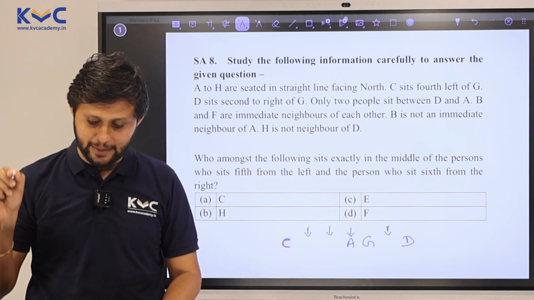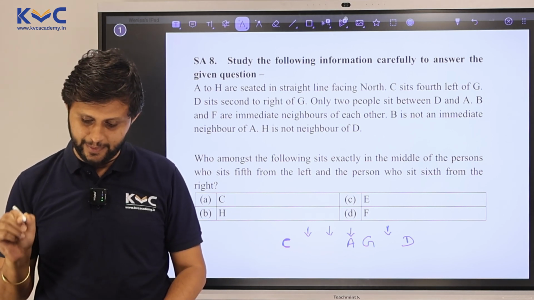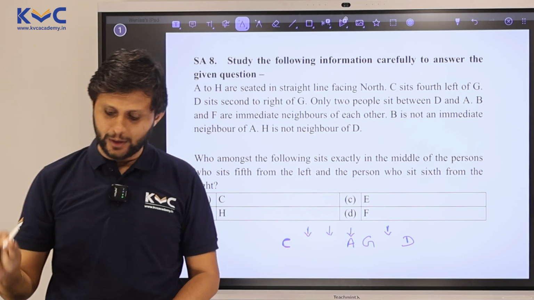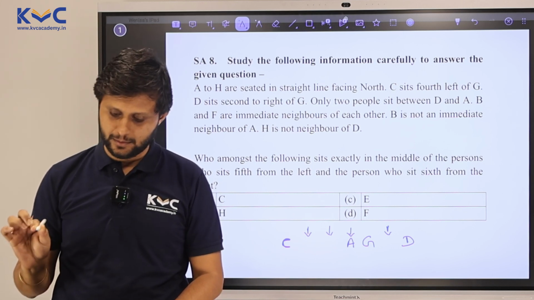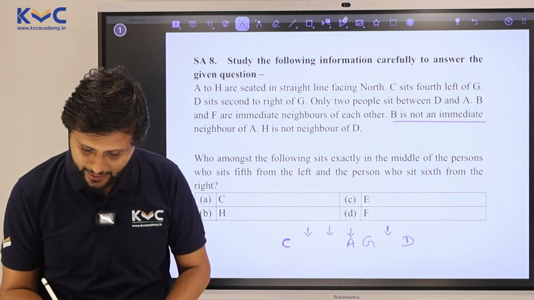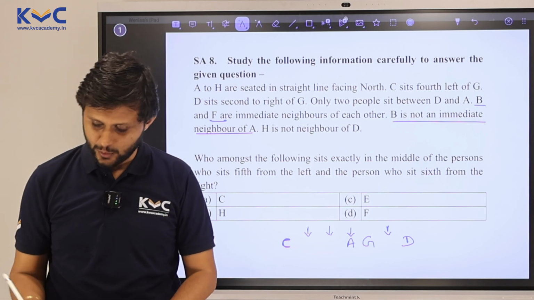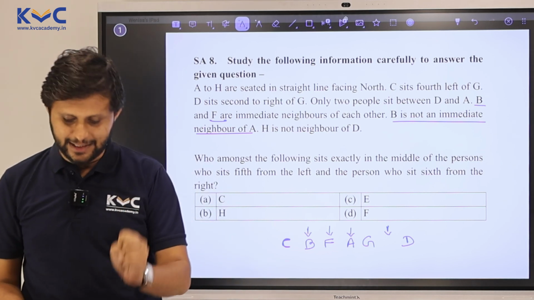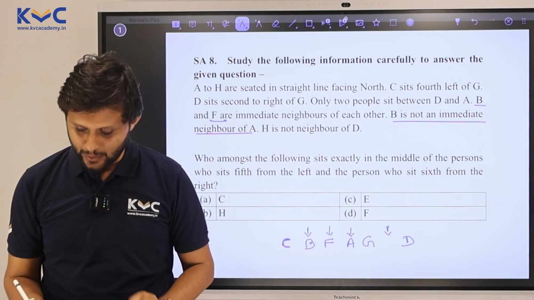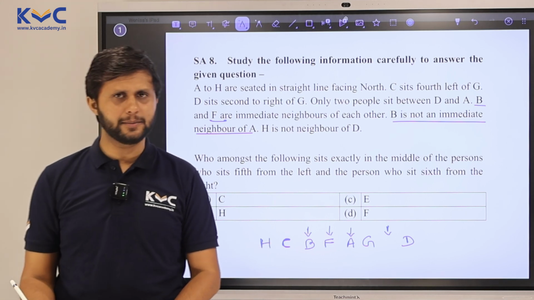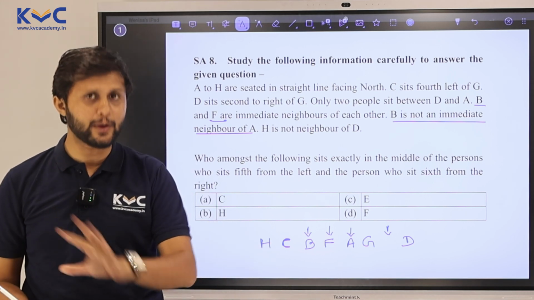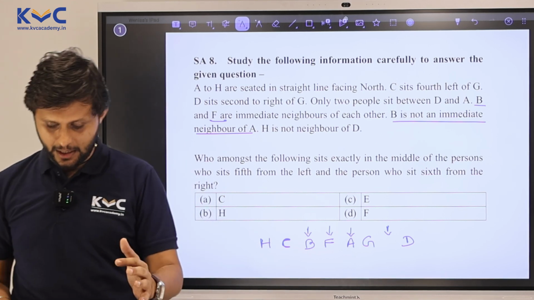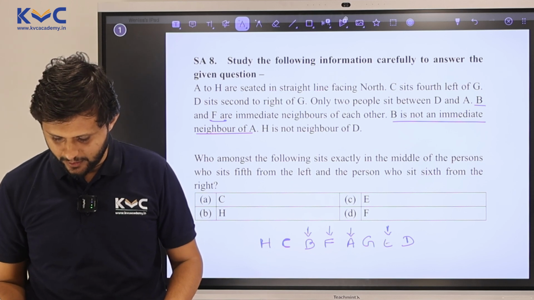B and F are immediate neighbors of each other. B is not an immediate neighbor of A. B and F are together, so B should come over here, F should come over here. H is not a neighbor of D. So I'll put H somewhere over here for the time being. Okay, we'll satisfy all the conditions again. Now which letter is remaining? We have A, B, C, D. E is remaining, we'll put E over here.